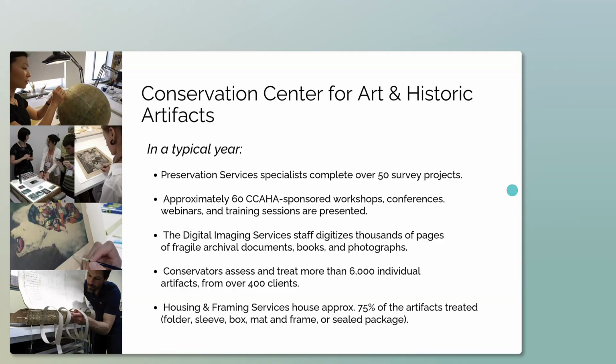We have two main functions. We have a paper conservation lab where expert conservators do treatment, stabilization, and housing for anything and everything paper-based. That's everything from historic paper predecessors like parchment and papyrus to archival materials, art on paper, photographic materials, books, and basically, if there is a paper component, our conservators will work on it. We have a digital imaging department in which our team does scanning and creates facsimiles. We have a housing and framing department for packaging the objects that come through the lab. And finally, my department, Preservation Services, is the education and outreach wing of the organization.